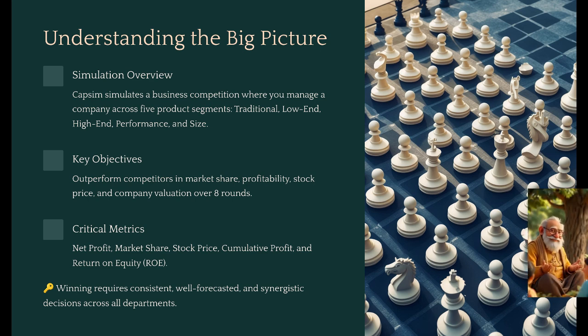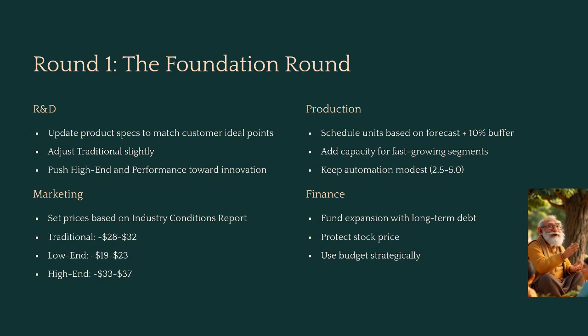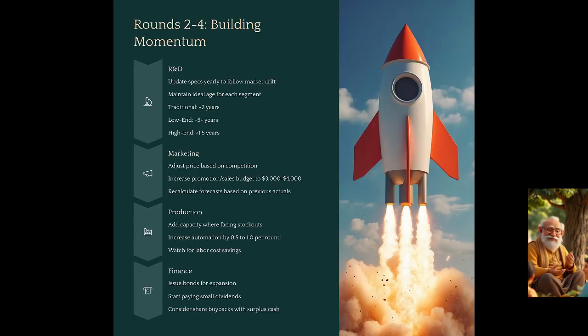Top 10 winning tips, summary. Understand the industry report. Update product specs early and regularly. Set price based on market range and drift. Forecast sales with real math. Build capacity and automation strategically. Use HR and TQM as soon as available. Avoid emergency loans and keep current ratio healthy. Buy back stock and pay dividends for EPS boost. Track performance using pro forma reports. Finish strong by optimizing final rounds.